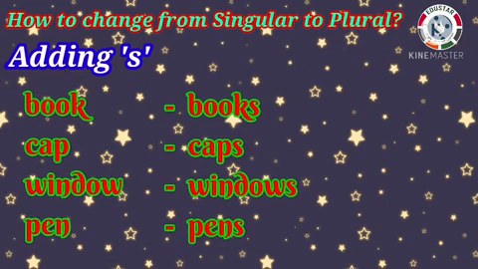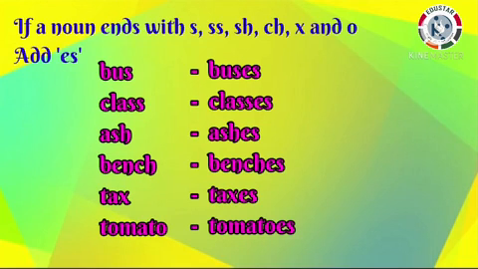For example, book, books, cap, caps, window, windows, pen, pens. If a noun ends with s, ss, sh, ch, x and o, we add es to form plural. For example, bus, buses, class, classes, ash, ashes, bench, benches, tax, taxes, tomato, tomatoes.